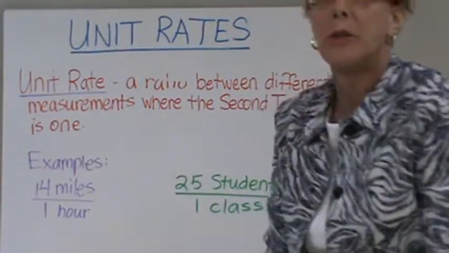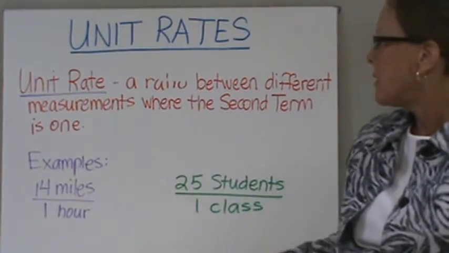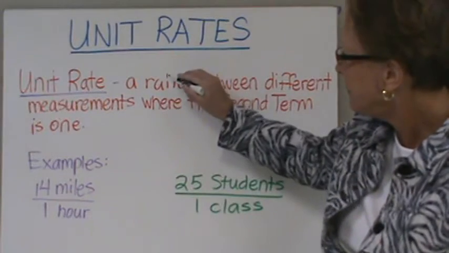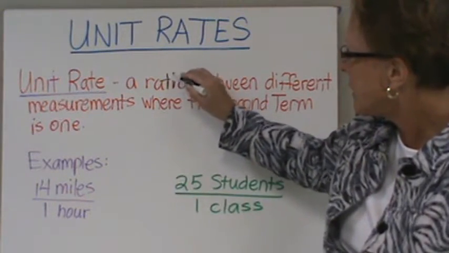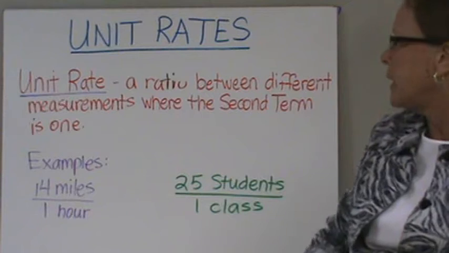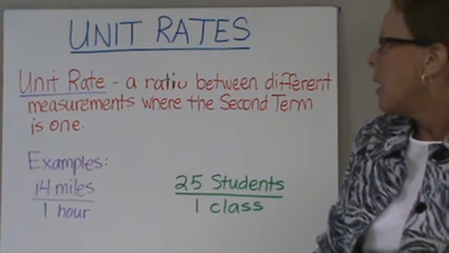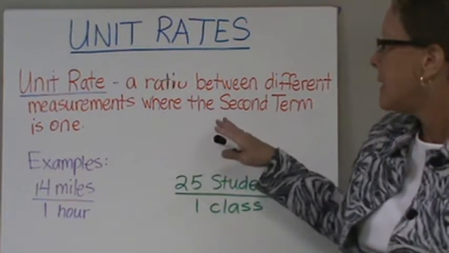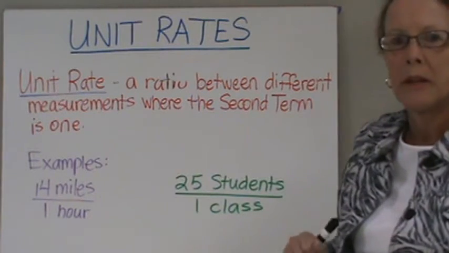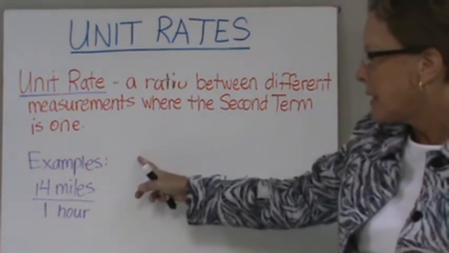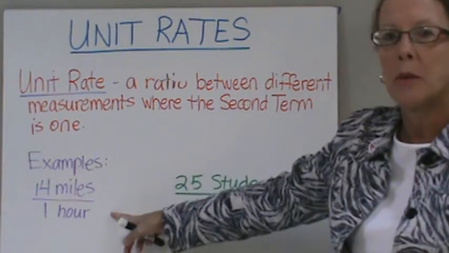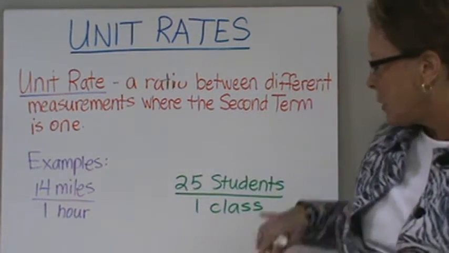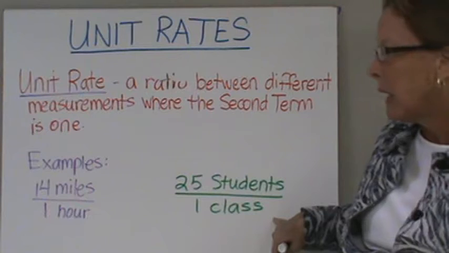Okay, here we go. Unit rates. A unit rate is a ratio between different measurements, where the second term is 1. That is the key phrase in this one. Second term is 1. We've got an example, 14 miles in 1 hour, 25 students per one class.